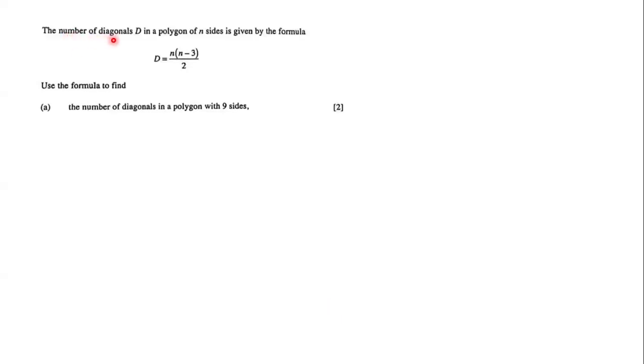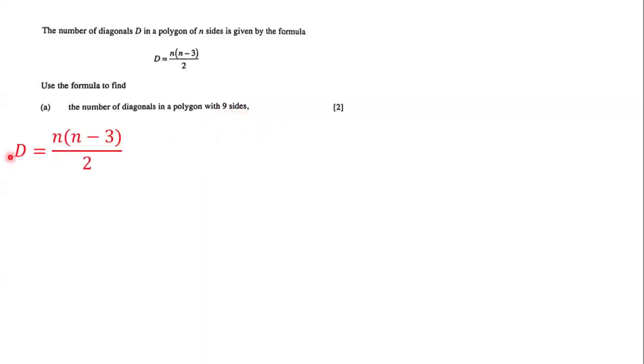The number of diagonals d in a polygon of n sides is given by the formula d is equal to n multiplied by n minus 3 all over 2. Use the formula to find the number of diagonals in a polygon with 9 sides.